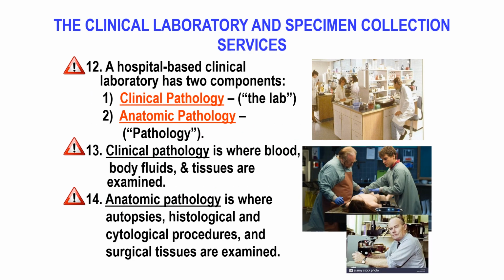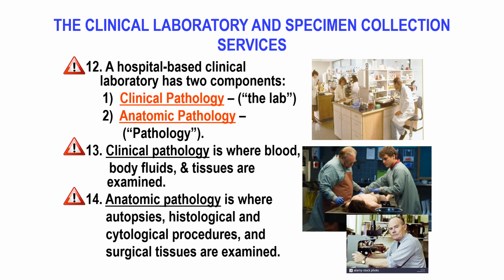Now let's move on and talk. We're still talking about clinical laboratory and specimen collection services. So a hospital-based clinical laboratory has two components. The first is clinical pathology. We call that the lab, right? You're used to that. That's the part where you see people come in, they bring their blood, it gets tested, right? We also have the anatomic pathology part of the lab. That's the pathology, just a way to break it up. The lab is the clinical pathology. The anatomic pathology is the pathology part.